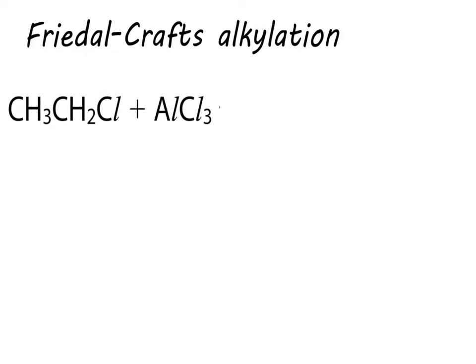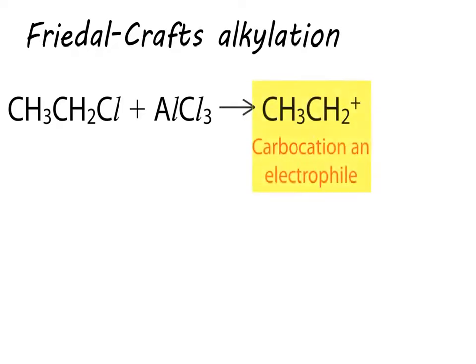We need to start with a halogenated ethane like chloroethane and a halogen carrier like aluminium chloride, although iron(III) chloride could also be used. This will produce a reactive carbocation, which is an electrophile and can attack the benzene ring.